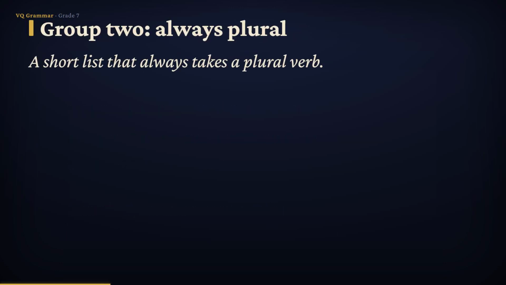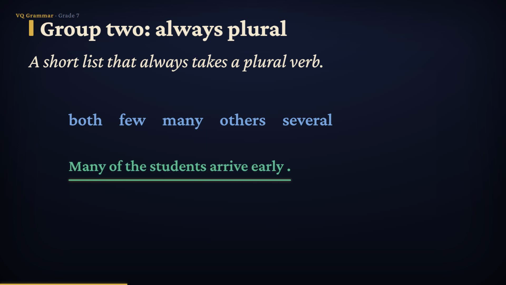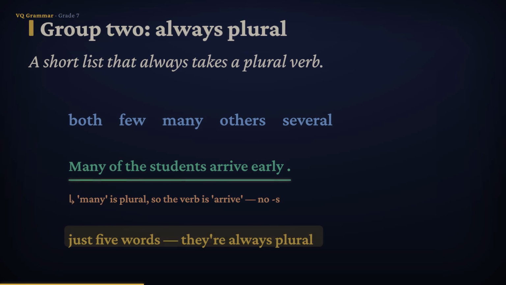Group 2 is refreshingly short, the always plural pronouns. There are only 5 to remember: both, few, many, others, and several. Every one of them takes a plural verb. Listen, many of the students arrive early. Many is plural, so the verb is arrive, with no S on the end. Ignore that phrase of the students for a moment. We'll come back to it. And just notice that many is plural. Only 5 words, and they are always plural.